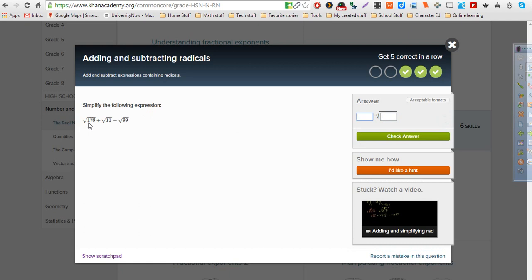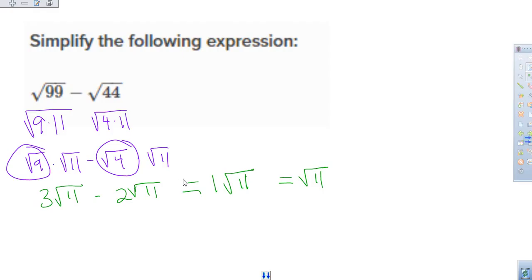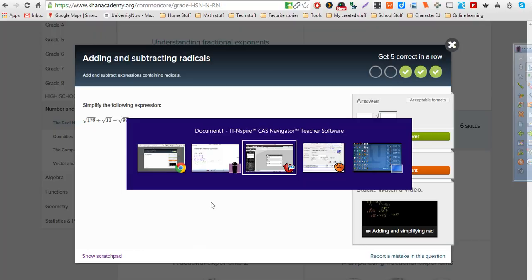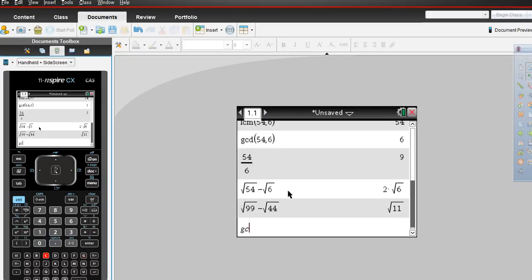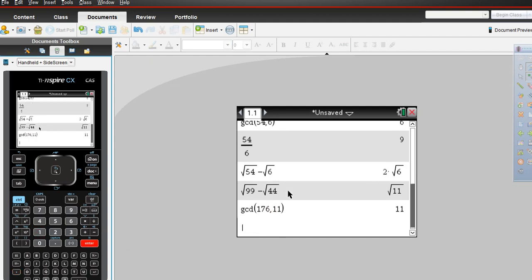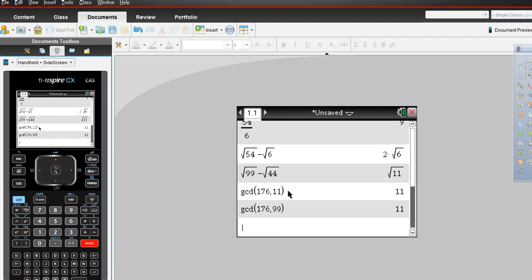Okay? Alright, so I see that root 11, and I think what is the greatest common divisor of all three of these, and I already know that 99 has 11 in it, right? And I'm thinking then root 176 must have a greatest common divisor of 11 with this. But to be sure, I can go into my CHS calculator, and I can say, what is the greatest common divisor of 176 and 11? And just make sure that that's also the greatest common divisor of 176 and 99. And I see that they both, everything divides by 11, right?